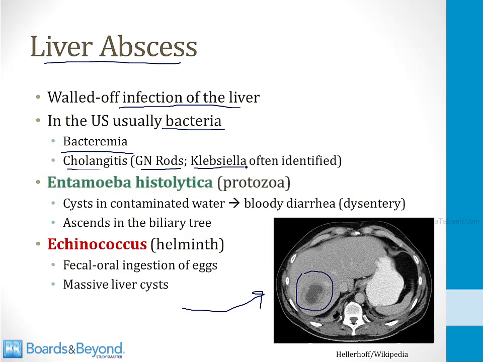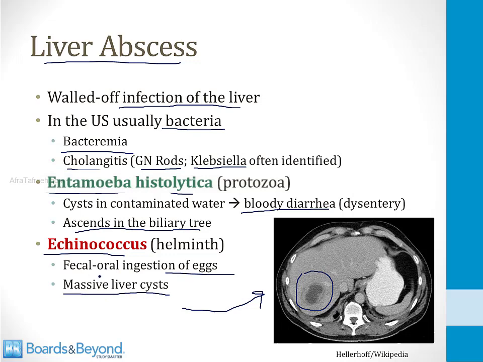There are two rare causes of liver abscesses that you should know, especially for step 1. The first is a protozoa called Entamoeba histolytica. I talk about this in the infectious disease modules, but if you consume cysts in contaminated water, you can develop dysentery, which is bloody diarrhea, and this protozoa likes to ascend in the biliary tree and then potentially cause an abscess. And then second is a helminth infection by Echinococcus. Patients who get an Echinococcus infection have fecal oral ingestion of eggs of the helminth, and they develop massive liver cysts.